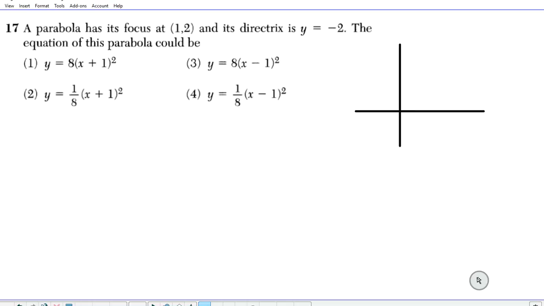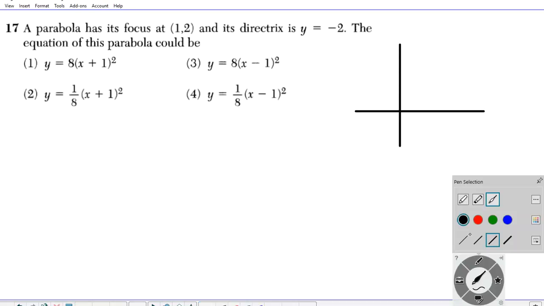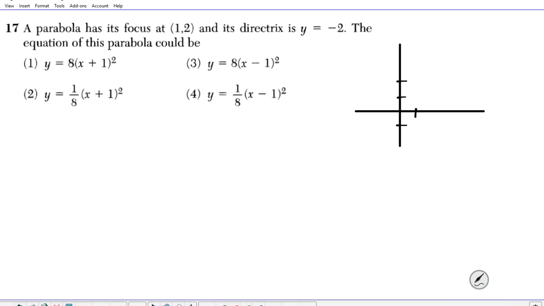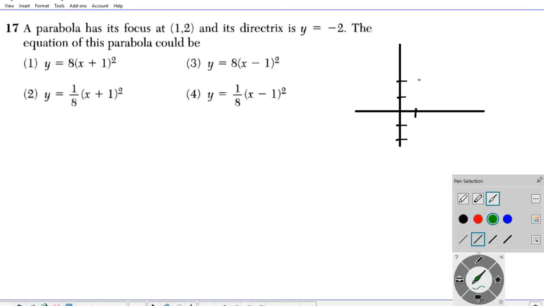Now we're told that the focus is on 1, 2, so let's just call this 1, and then 1, 2, and we also have to go down 1, 2 to hit the directrix. So the focus, let's put that in green, is going to be right here. Okay, so that's our focus. Now, we want to graph the directrix. The directrix is the line y equals -2. So we have this horizontal line down here.